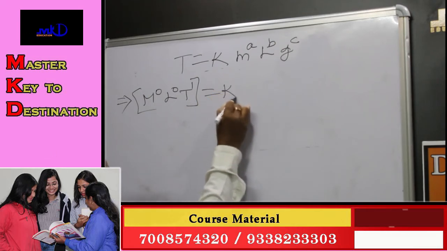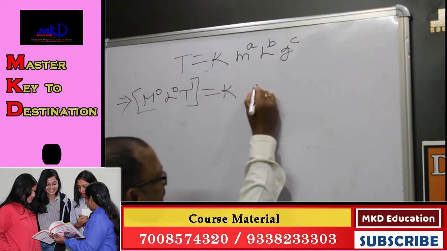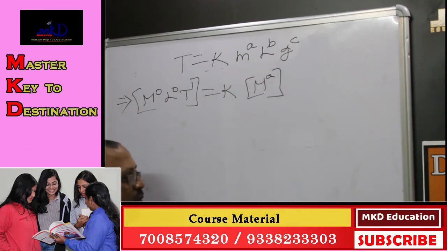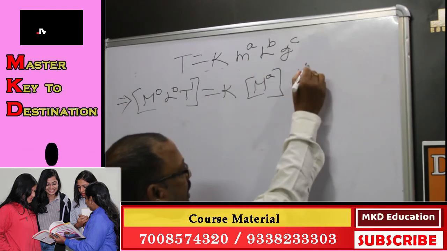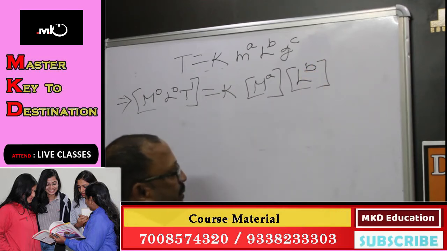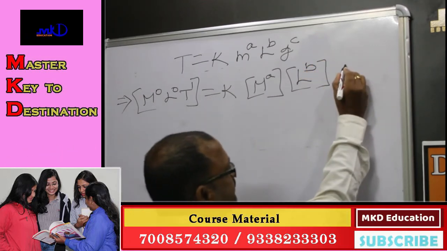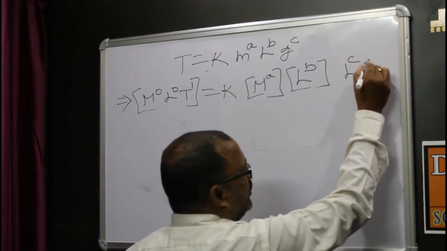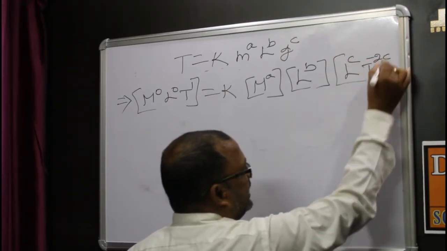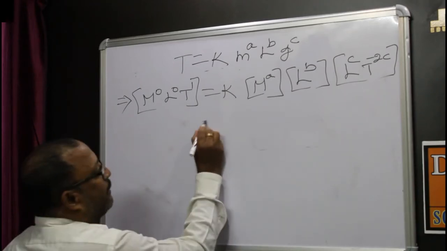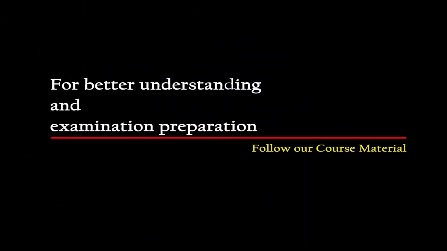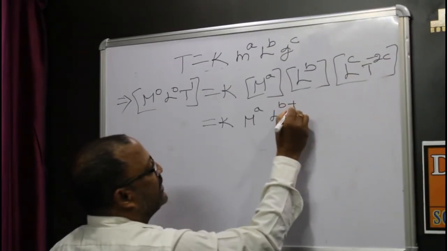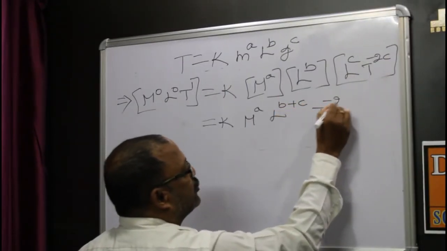K is the proportionality constant, and the dimension of mass is M, that is M to the power a. This is the length of the simple pendulum, whose dimension is L to the power b. And the dimension of acceleration due to gravity is L T to the power minus 2, that is L to the power c, T to the power minus 2c. Then by adding the powers of the same base, we get M to the power a, L to the power b plus c, and T to the power minus 2c.